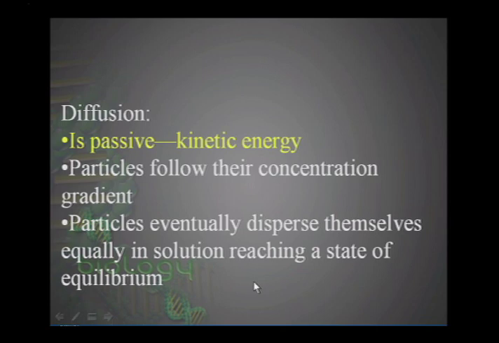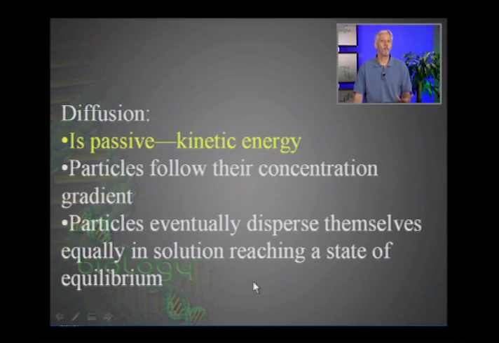So when we look at diffusion, it is described as being passive. It doesn't mean there's not a lot of energy there, but it's kinetic energy, the energy of movement. When we say it's passive, it means that the cell does not have to add energy. No ATP is consumed in this. Particles will always follow their concentration gradient in diffusion, so they go from where they're more concentrated to where they're less concentrated. And particles eventually disperse themselves equally in a solution, reaching a state of equilibrium.